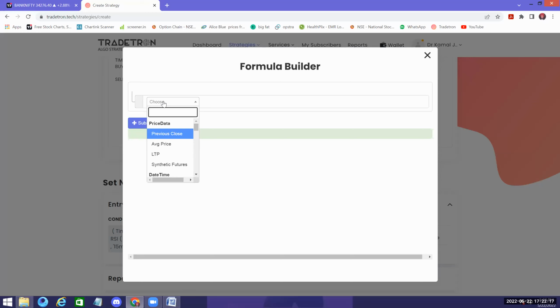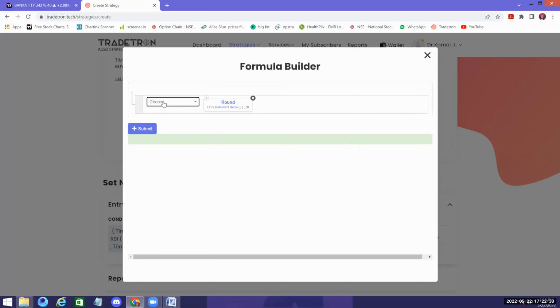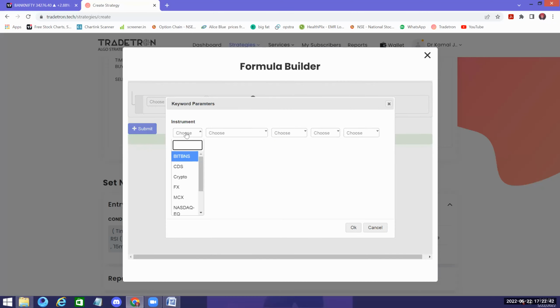Any issues till now, please? Okay. What we are going to do is round LTP base 50. The Nifty strike prices are at 50. We will change the name here to NFO.